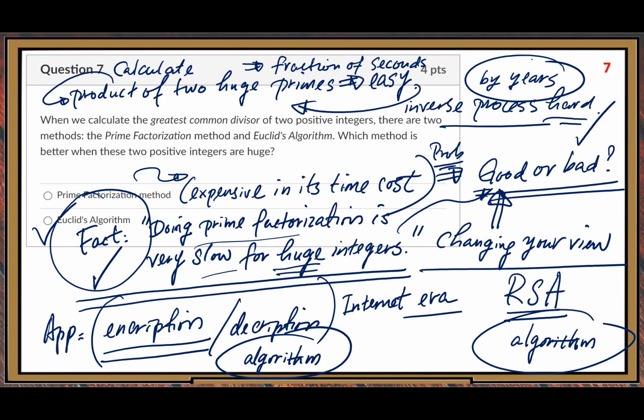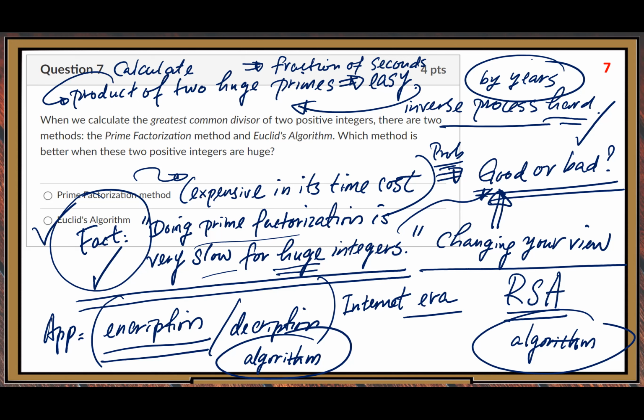That means when people do encryption, it is so easy. It is so easy, right? Pretty fast, fraction of seconds, all right? But when hackers want to do decryption, they want to break it. In order to break it, they need to do decomposition, prime factorization. That is extremely hard, okay?